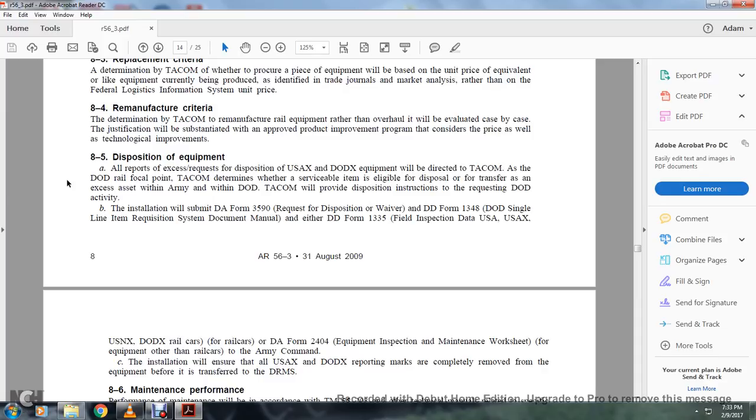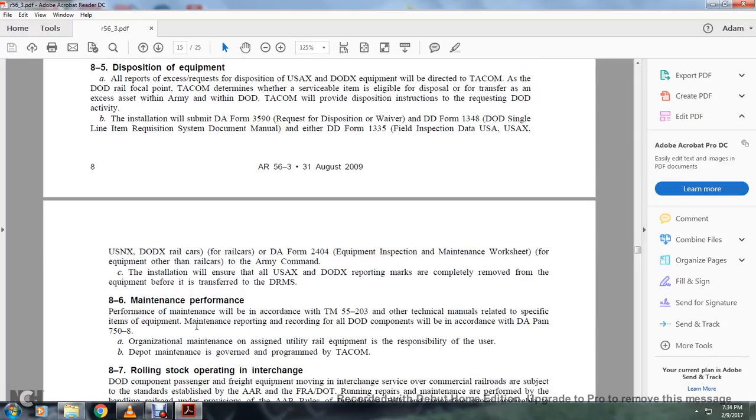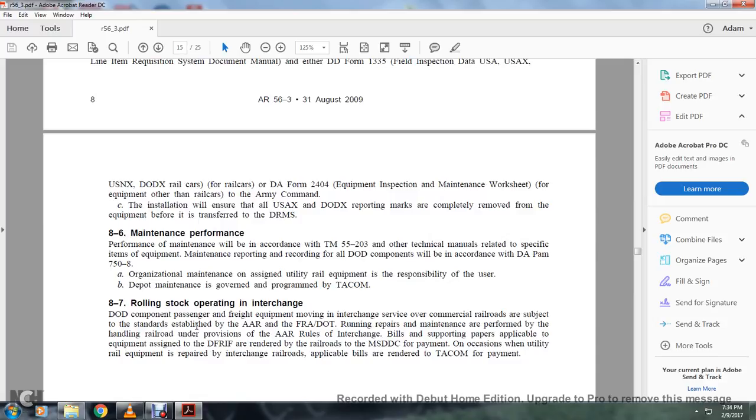The installation will submit DA Form 3590, Request Disposition Waiver, and Department of Defense Form 1348, the DoD Single Line Item Requisition System Document Manual, along with either Department of Defense Form 1335, Field Inspection Data, for USAX, USNX, DODX railway cars, or DA Form 2404, Equipment Inspection and Maintenance Worksheet, for equipment other than rail cars. Army Command installations will ensure that USAX and DODX repair reporting markings are completely reviewed on the equipment before it is transferred to the DRMS.